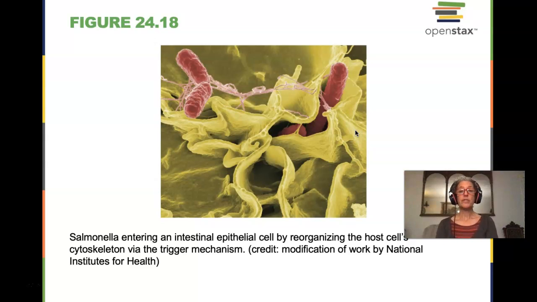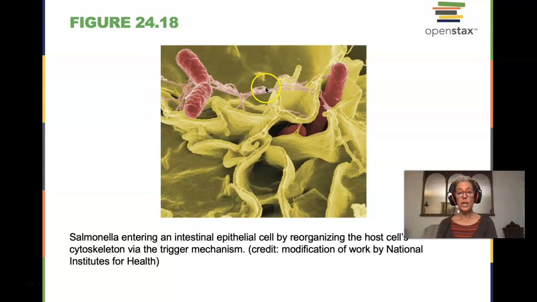This is an image of Salmonella entering an intestinal epithelial cell. It's actually kind of a pretty image. The ruffled green is the human epithelial cell. You can see that there's a lot of twists and curves to increase that surface area for nutrient absorption. And these bacteria are bacillus shaped.